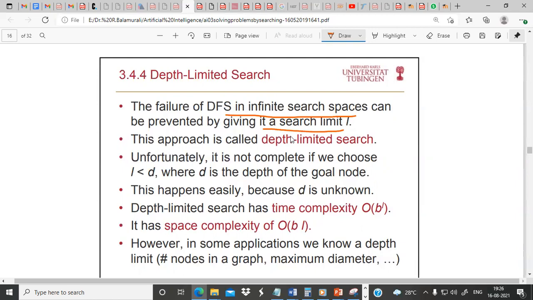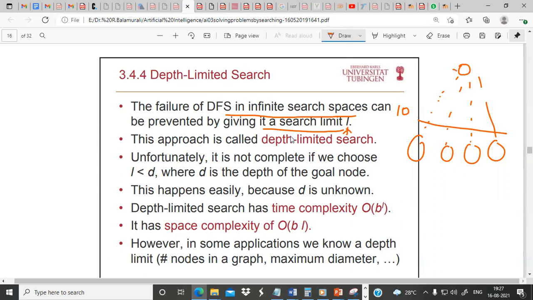So what does it mean? Assume generally the search space of a problem is infinite. That is, we don't know the depth of the tree. It is of infinite depth. In that case, the algorithm says you fix a limit on the depth. You don't go for unlimited depth. Let us say that we are fixing the limit of the depth as 10. Then the algorithm should go up to only the 10th level.